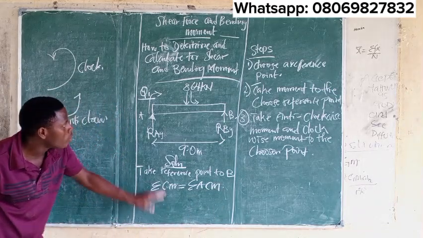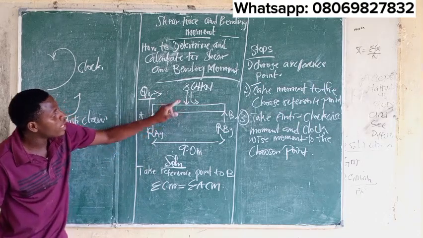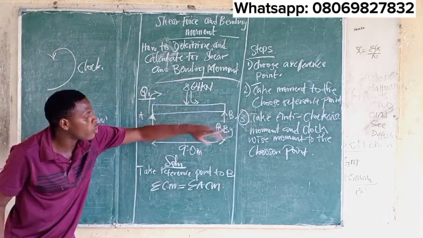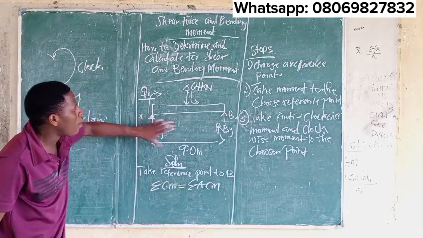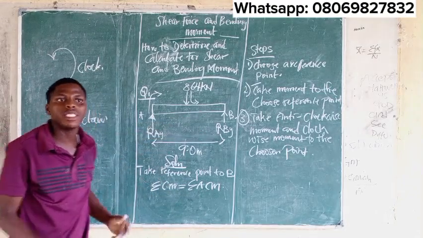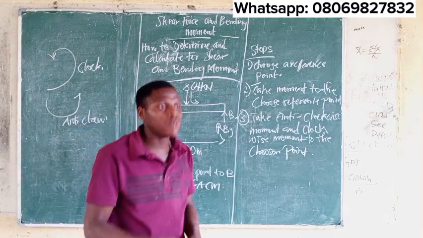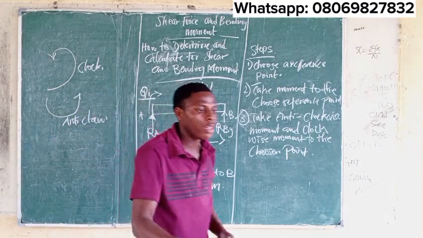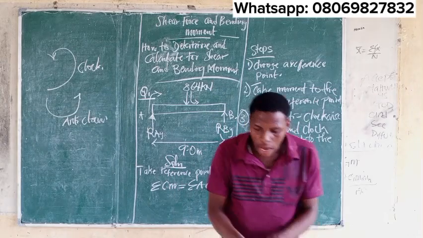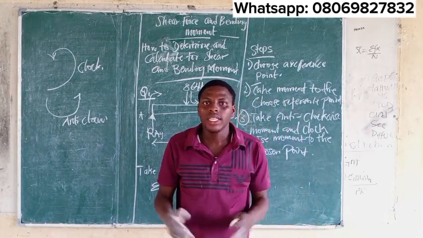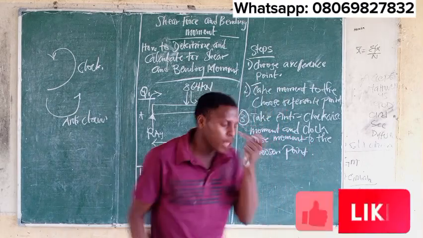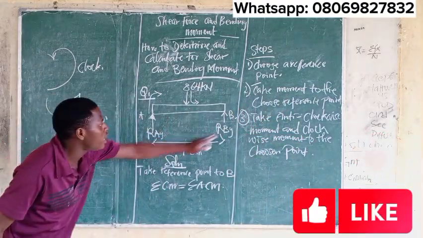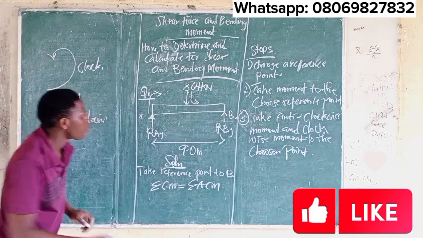What are we doing? We are taking sum of clockwise moment and sum of anti-clockwise moment. Why are we doing this? We are doing this so that we'll get our reactions, because they didn't give us our reactions. And it is from the reactions we can calculate our shear force and bending moment that we use to plot our shear force and bending moment data. That's why we want to get both reactions that are given in the question.